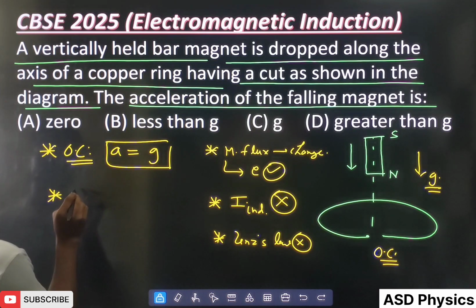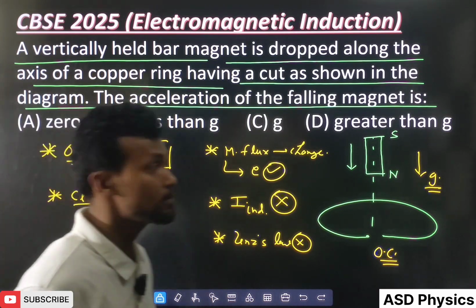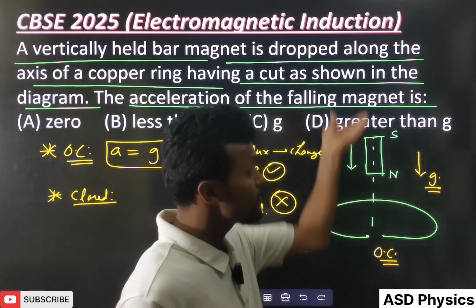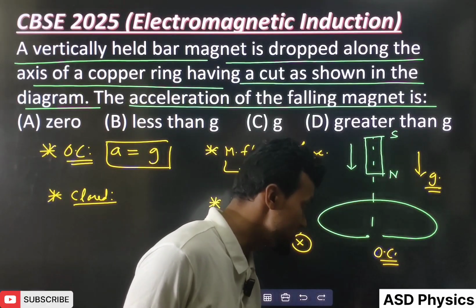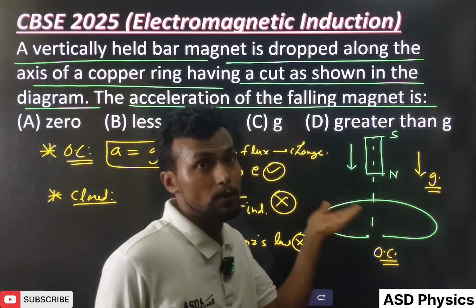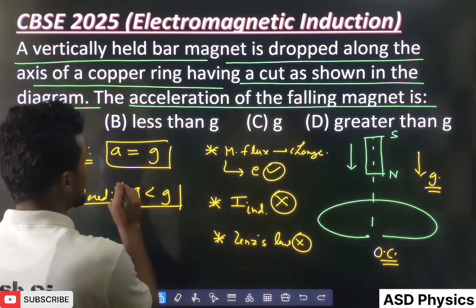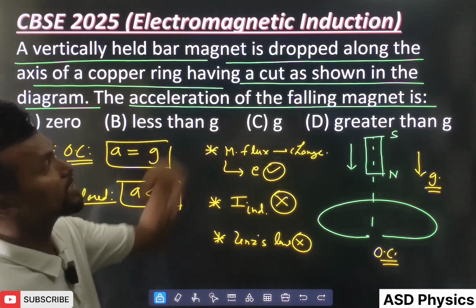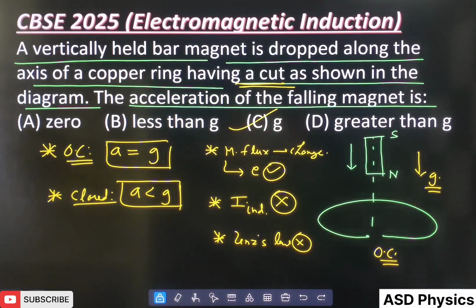But if the circuit is closed, in this situation opposition will be there. I'm just telling this for the example. That means if the magnet is falling downward, it will oppose upward. Similarly, after crossing this ring, if the magnet is going downward, it will attract it upward. So in all these situations, a will be less than g. So open circuit, a equal to g; closed circuit, a less than g. Which option is correct here? The cut is there, so it is an open circuit. Option C is the answer.